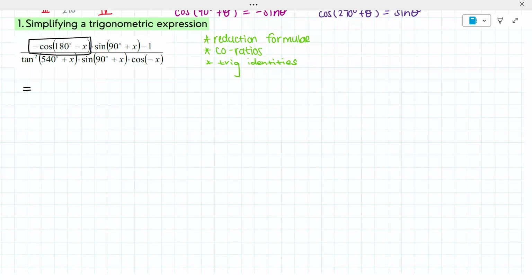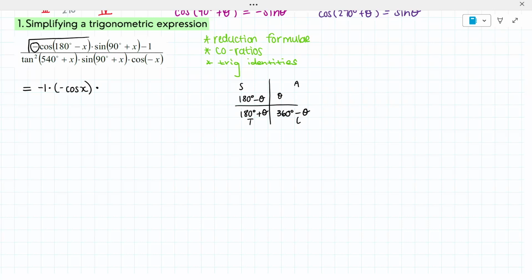Now remember that negative in front here is a -1, so I'm just going to write it as -1 for now. Cos of 180 minus. Think about your cos diagram and where 180 minus is. 180 minus is quadrant 2, and that's where only sine is positive. So cos of 180 minus x is actually a negative cos x. And we'll deal with signs and multiplication in a second.